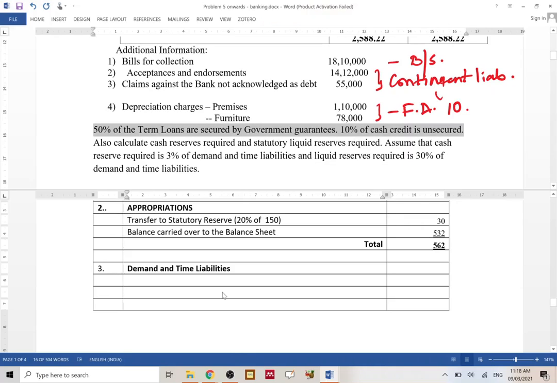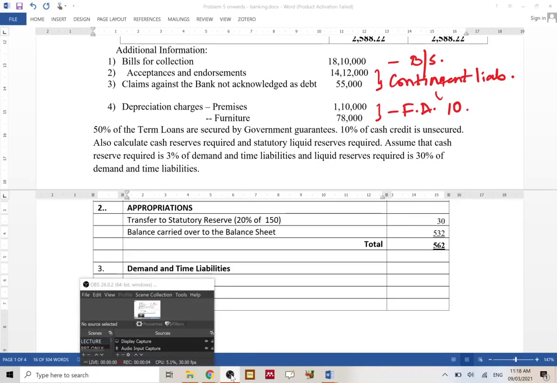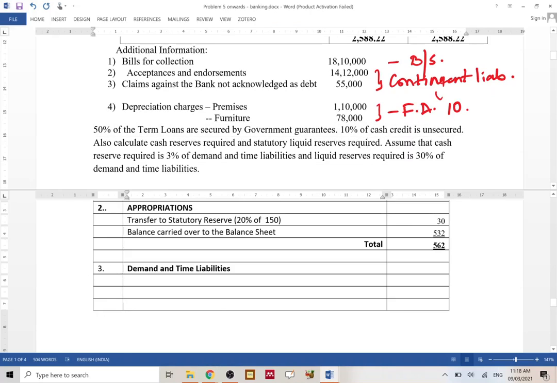In this next adjustment, we are required to calculate something called cash reserves and statutory liquidity reserves. You're already aware of what these two mean. They are basic requirements of the RBI, wherein a certain amount of the cash has to be maintained with RBI, and a certain percentage of all your liquid assets of the bank also has to be kept aside.